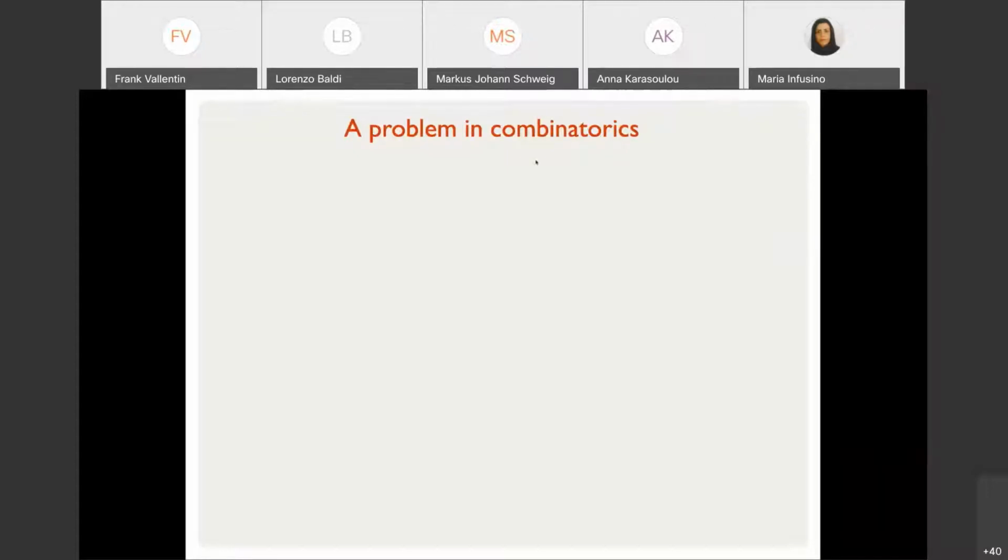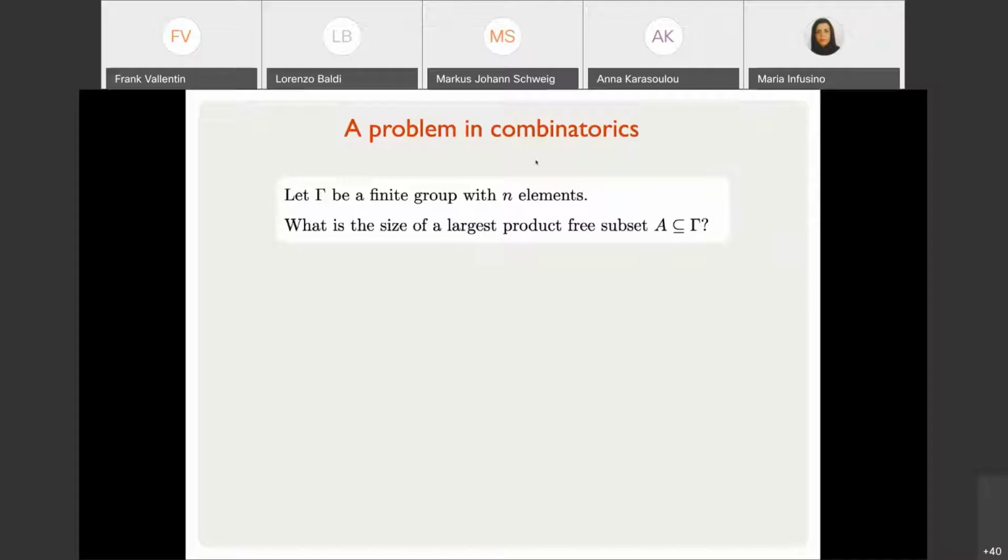So I want to discuss a problem in combinatorics with you. And the problem is very simply stated as follows. We are given a group gamma, a finite group with n elements. And now we ask the question: what is the size of a largest product-free subset A in gamma? A product-free subset is a subset A of gamma so that whenever you have x and y in A, you don't want the product x times y to be in A. So now we are writing the group multiplicatively, and we are looking at product-free subsets inside of the group.